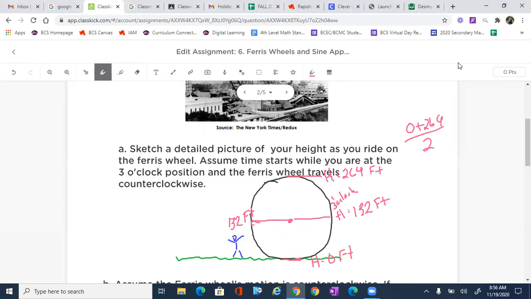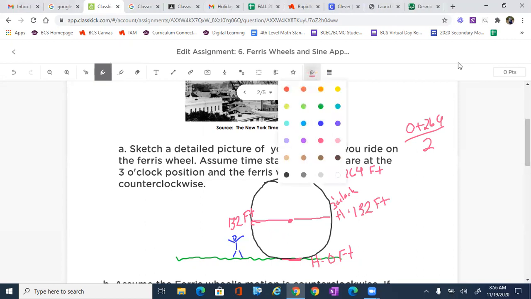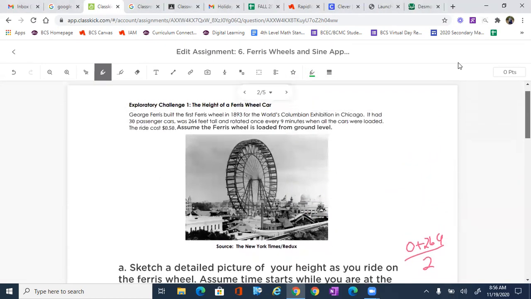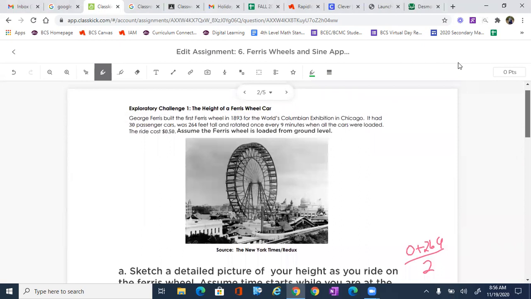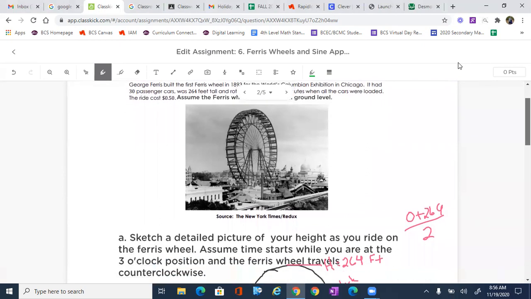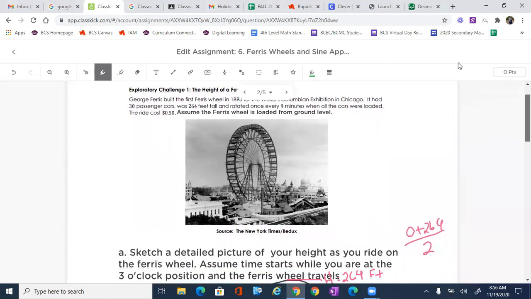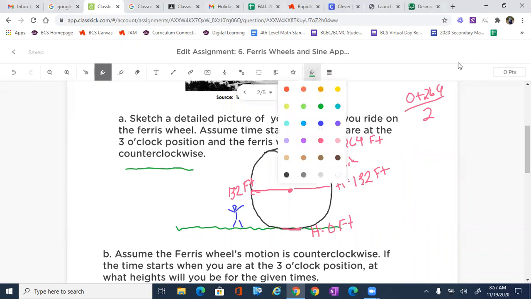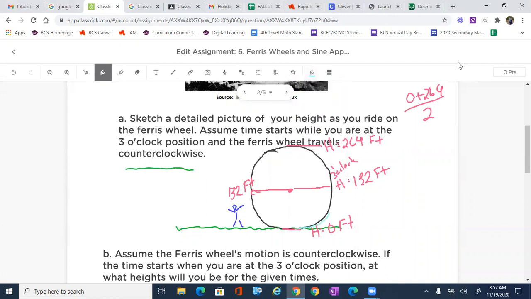With that being said, it also gives us a couple other things that we can label on our Ferris wheel. As we go around this, it takes 9 minutes to go around once, and it also goes counterclockwise. So right here, counterclockwise. When we go counterclockwise, we have to remember that counterclockwise is going against the clock. It is going in this direction. And we know that time equals 0 at the 3 o'clock position, because that's when time starts.